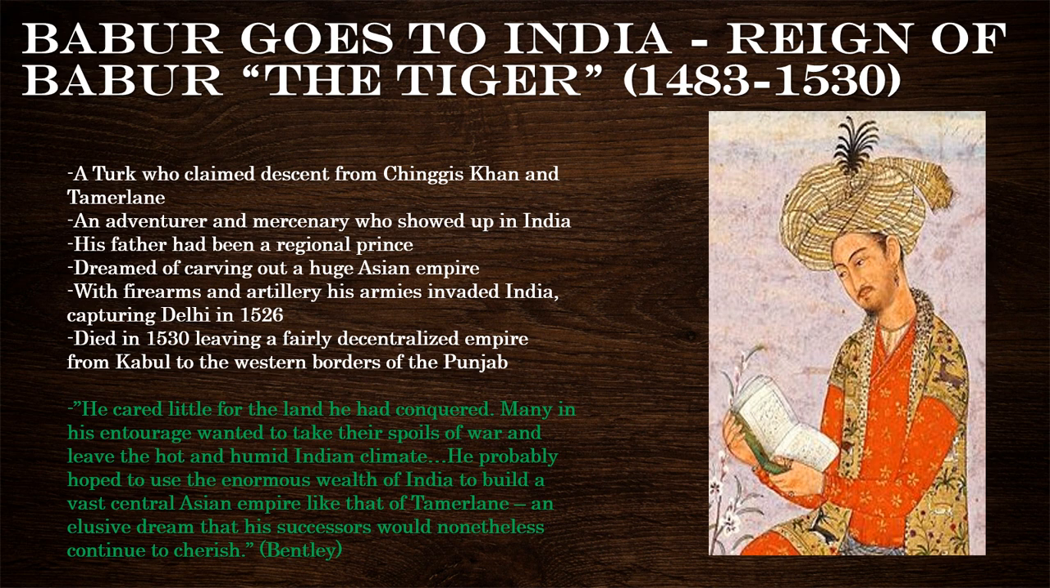He did develop and train a large army and had firearms and artillery. So he also was sort of looking at the Ottomans and realizing, okay, this is the direction we have to go. Gunpowder weapons, which sounds to us like duh today, but nonetheless, gunpowder weapons were still in their fairly early stages. So with this type of weaponry and a large army, he invaded India, actually a few times in a few years, but captured Delhi by 1526. He died in 1530, leaving a fairly decentralized, somewhat centralized empire from Kabul to the western borders of the Punjab.